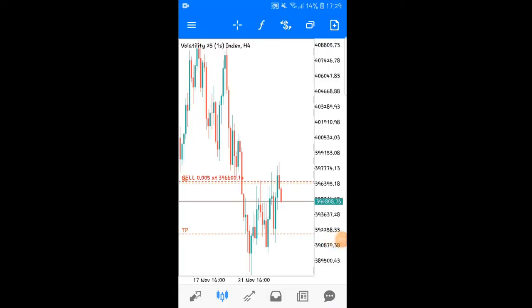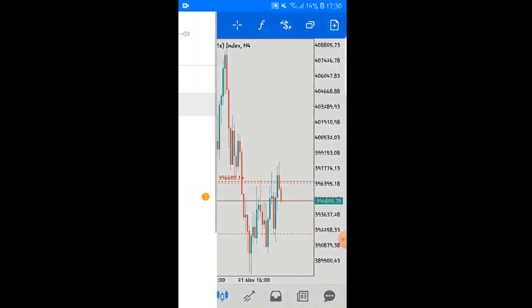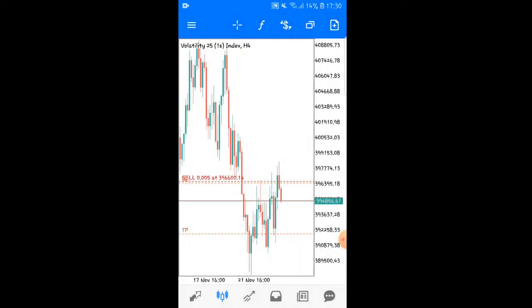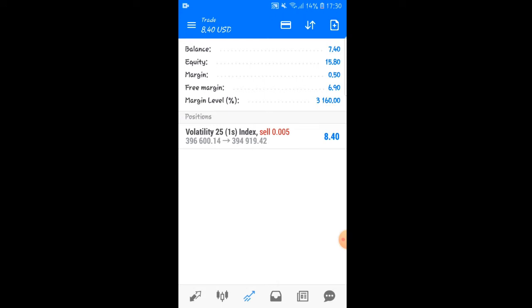So I just want to share with you a very simple strategy on volatility 25 on a trade that I took. And as you can see, this is a real account. Okay, now it's a small account of $7, and I want to see if I can grow this account to $100 and even further.